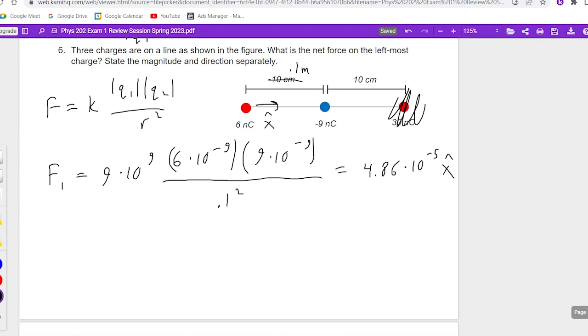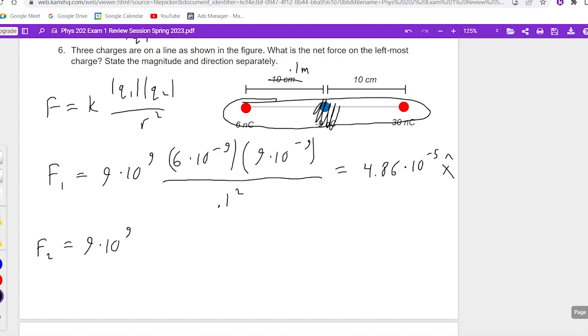Okay. Now what I'm going to do is cover up the middle charge, and I'm only going to focus on the two outer charges. I'm going to call that F2. So F2, very similar. K is 9 times 10 to the ninth. Charge 1 is 6 times 10 to the negative ninth. And then the second charge is 30 times 10 to the minus ninth.